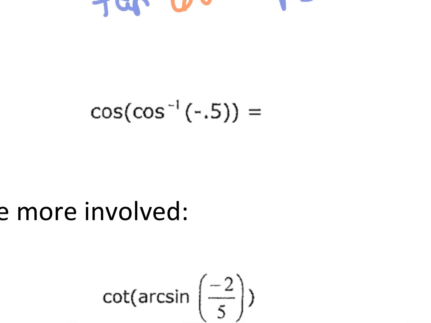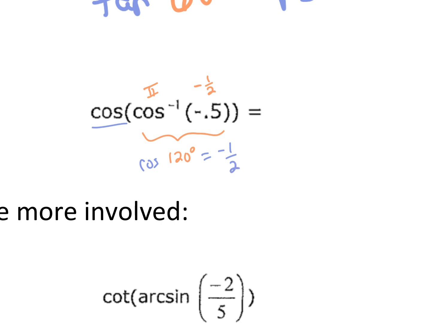Inverse cosine of negative a half, right? This is equivalent to negative a half. So what quadrant are we looking for this answer? Two, good. We're in quadrant 2. And the inverse cosine of negative a half, what does that give us? Yep, we get 120. And now this is saying, take the cosine of 120 degrees. What do we get for our answer?